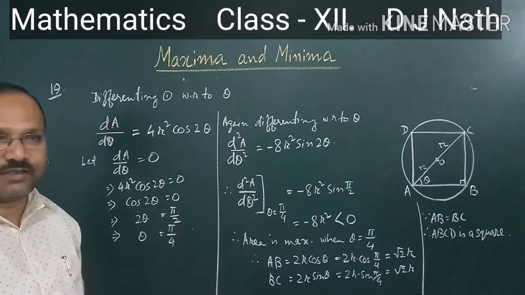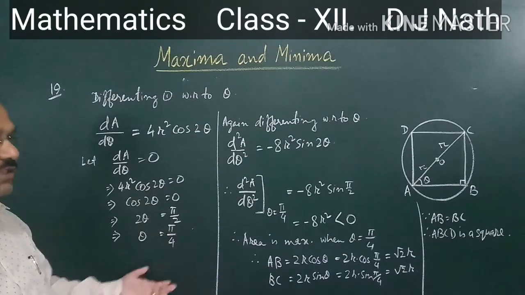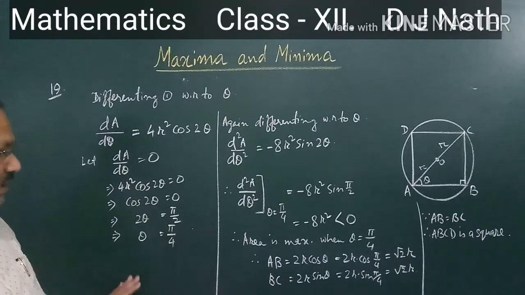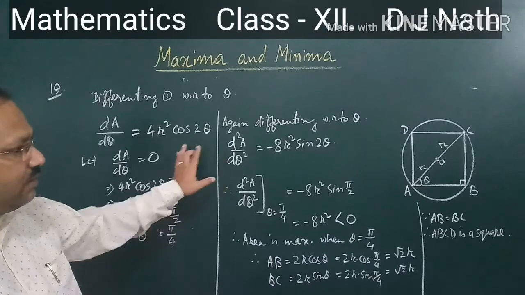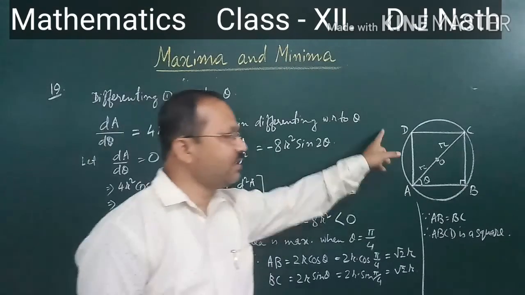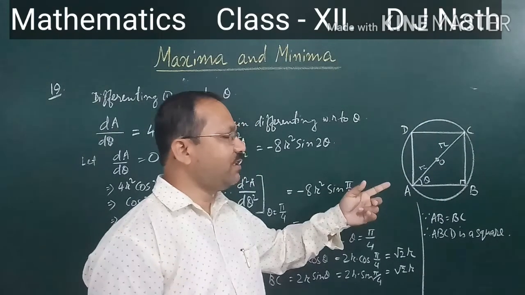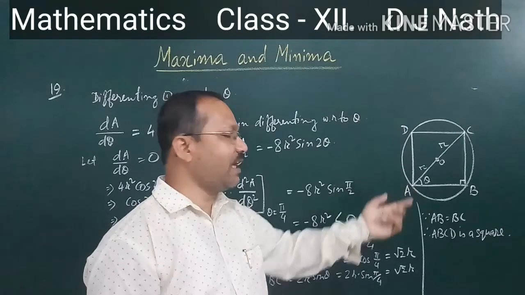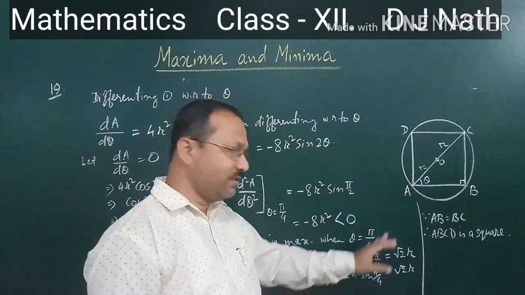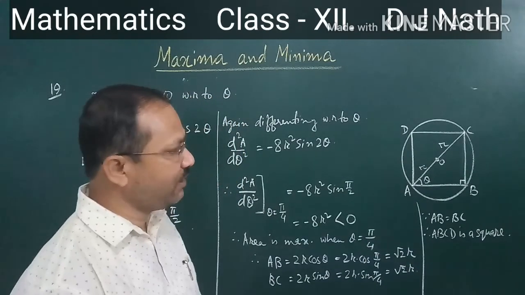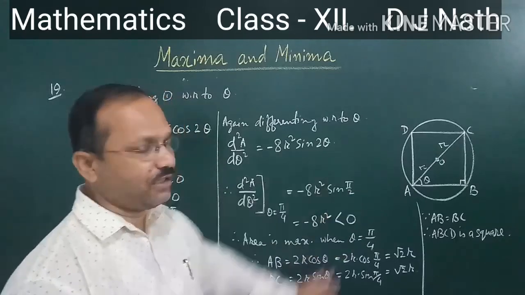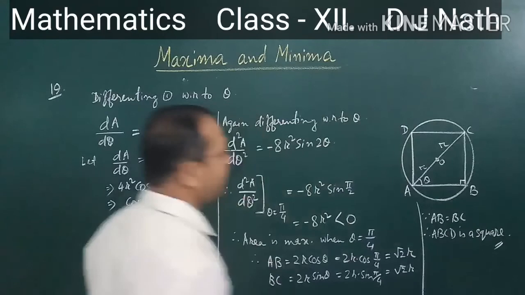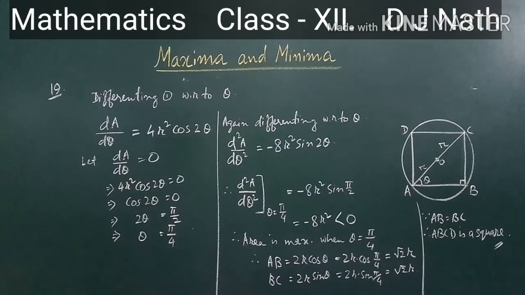The same question can be given in different ways also. We have to show that the greatest square that can be inscribed in a circle with radius r has the side root 2r. That way also questions can be given. This kind of question is very important from the exam point of view. Hence we can write that ABCD is a square which has maximum area.